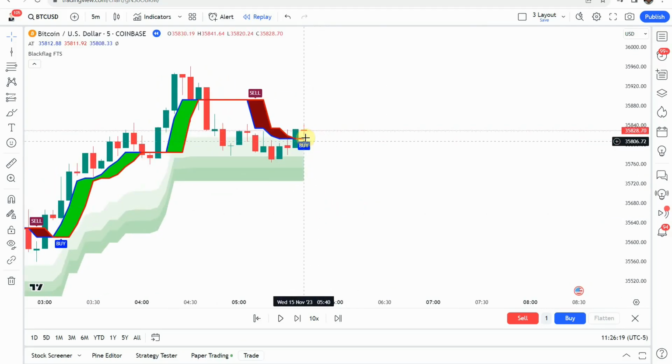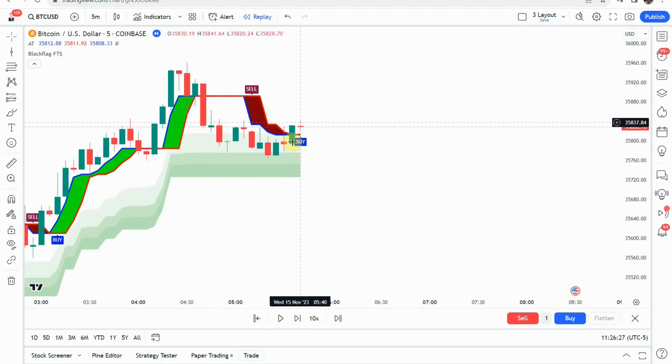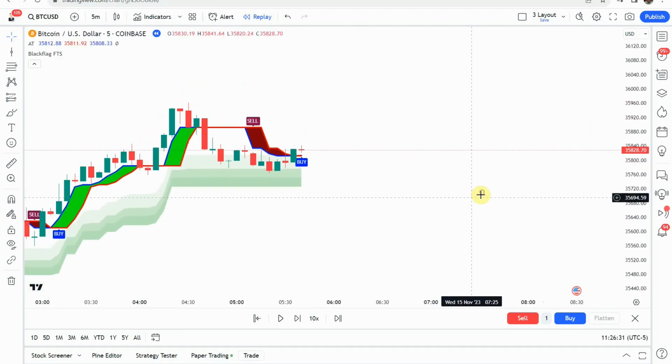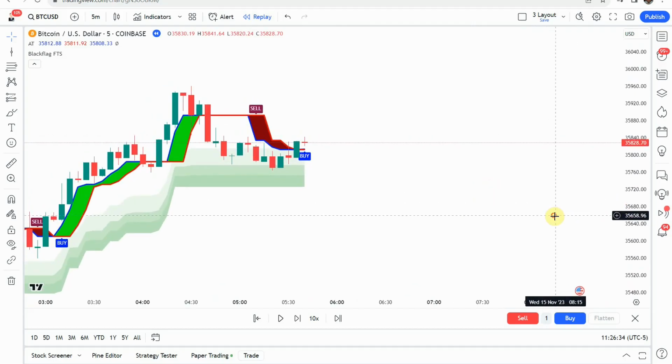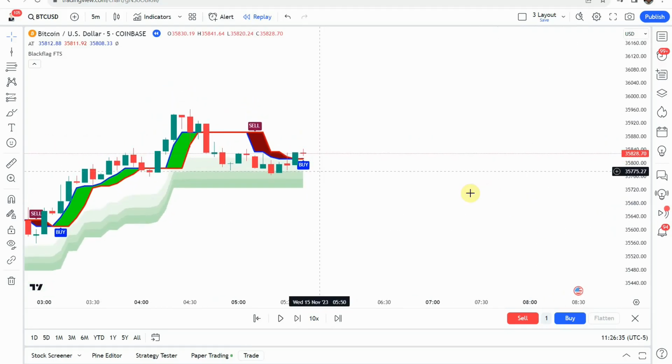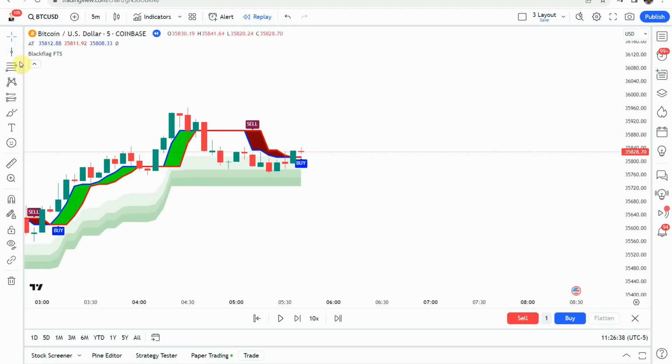Now, when we get that buy signal, we have a price action above the cloud in this case. So price action pulled back into it, broke back out to the upside, and gave us a long buy signal right there. That would be our entry into the trade right there.